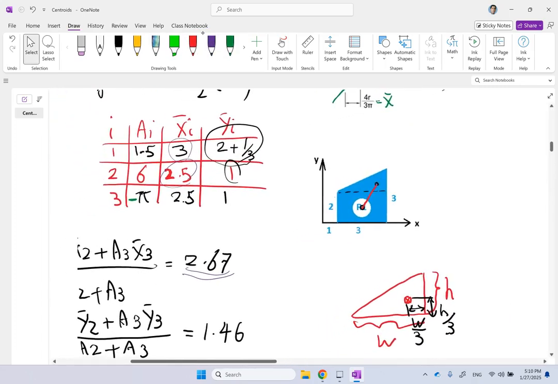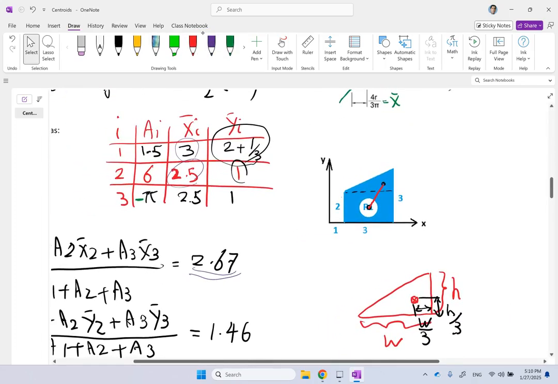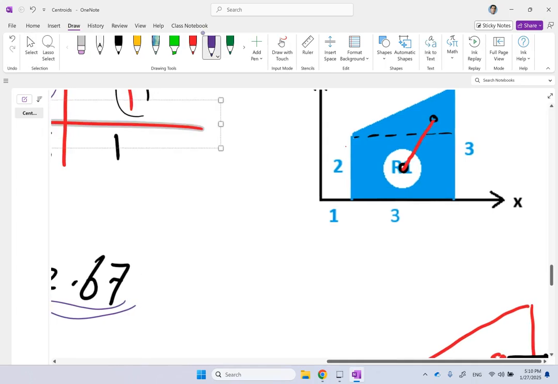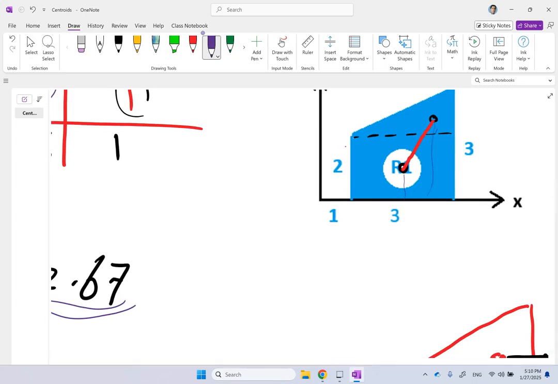Let's look at it again. 1.46 for y, 2.67 for x. So remember this location is 2.5, and this one is 3, and that is 4, so it's somewhere here. And then 1.46, so it's going to be somewhere like there. That's the centroid of the whole shape.